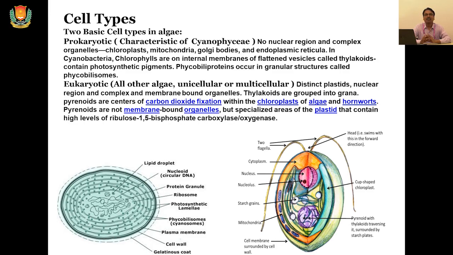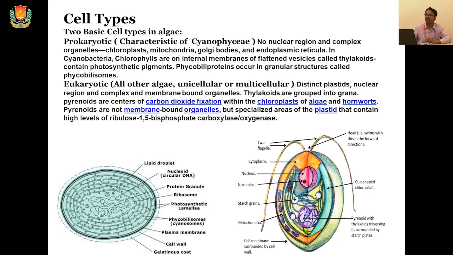All other algal groups, ranging from rhodophyta, chlorophyta, xanthophyta, pheophyta, chrysophyta, dinophyta, to bacillariophyta, all have eukaryotic cellular organization. So what happens in a prokaryotic organization? There is no nucleus. They do not possess a membrane bound nucleus, and complex membrane bound organelles like chloroplast, mitochondria, Golgi bodies, and endoplasmic reticulum are also absent.